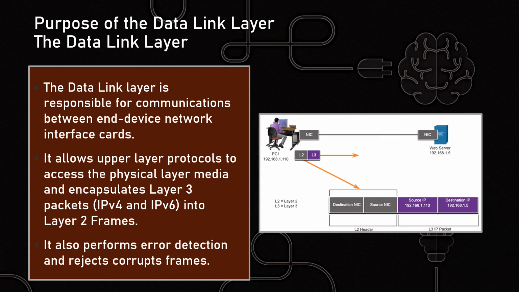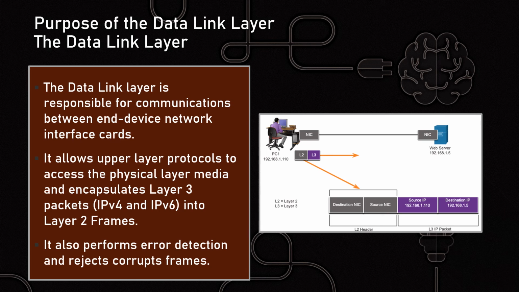So the data link layer is responsible for communications between end device network interface cards. There's a NIC on your host machine that you're using right now, and there's a NIC on the server that you're accessing this video from. And whatever intermediary devices exist in between, there is an interface port as well.